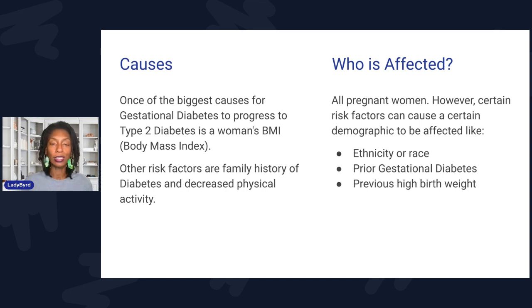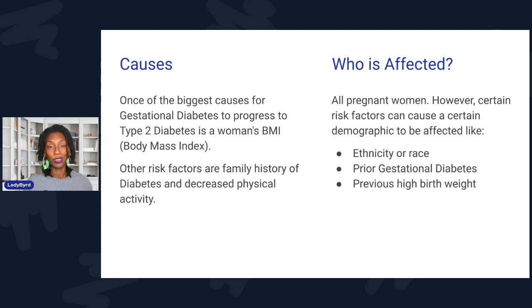Now, other risk factors can be a family history of diabetes and decreased physical activity. If you're like me, I like to park close. I don't like to walk far. And especially if I'm pregnant, I definitely don't want to. So just not having as much physical activity can be a risk factor.